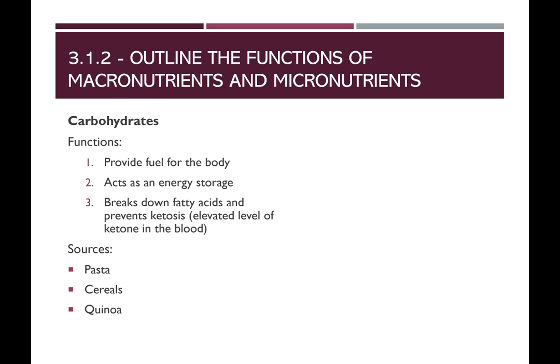So as we move on to 3.2, when it says outline the functions of micro and macronutrients, when we talk about the function, what we mean is what do they do in the body? So for carbohydrates, they provide our main source of fuel, okay? So this is where we get most of our energy from, our main source of fuel. We can also store that energy, and we can use it to prevent ketosis, basically low blood sugar, that sort of thing. And there's examples of carbohydrates listed down there.